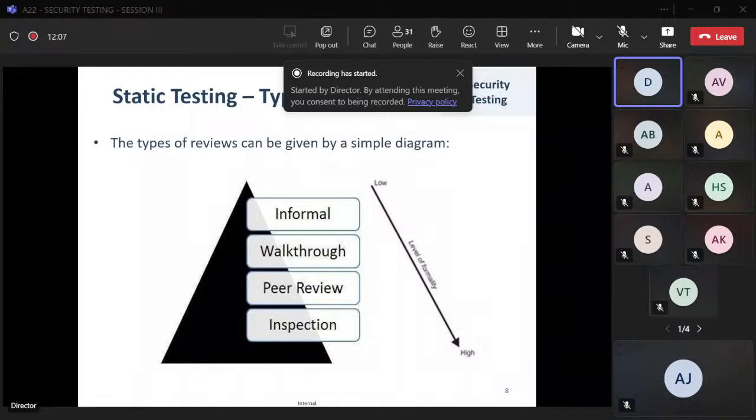Third one is a peer review. The team which developed the application may not be involved in the testing. That will be given to another team which has at par technical skills to perform the testing. So it is a peer review that can be given to another team, and basically they will perform the testing. And finally, formal inspection testing procedures. So this is the level of formality. You will have four types of reviews that can happen in static testing.